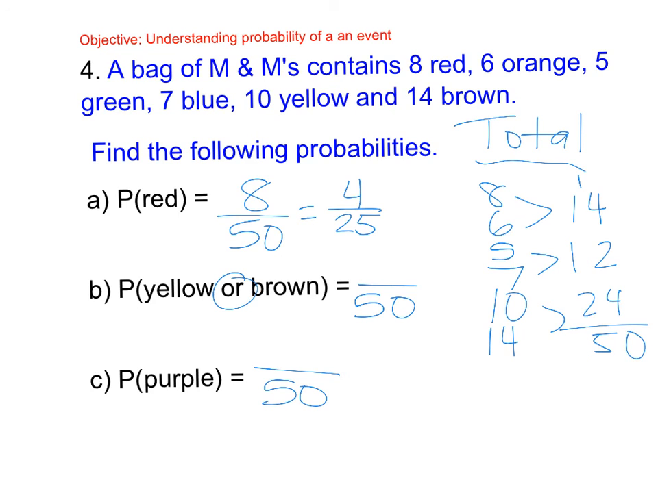Yellow or brown. Remember, or means plus. So I have 10 yellow and 14 brown. So that's 24 out of 50, which is 12 out of 25. So just about half. And then purple. How many purple are there? That's our 0. That's never going to happen, right? The probability of picking up purple M&M, there are no purple M&Ms in a normal bag of M&Ms.